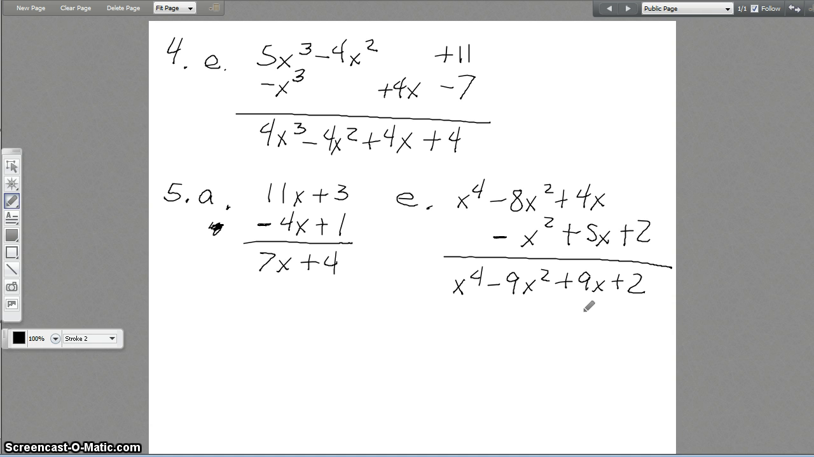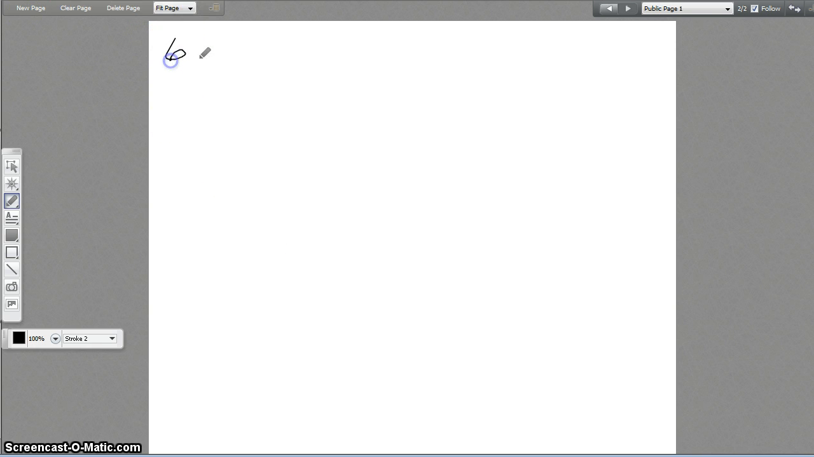So remember, when you are subtracting a polynomial, you have to apply that negative sign to every term of that polynomial. I find the easiest way to do that to be flipping every sign on that polynomial. Okay, so now we're going to go to a new page. Let's look at number 6. Number 6 is going to be just like number 12 that's assigned for homework.